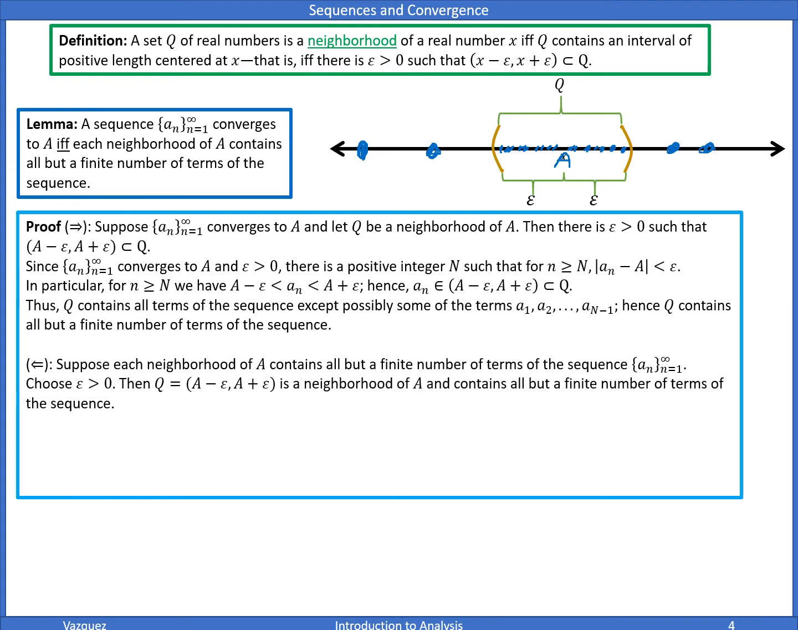So what does that tell us? That tells us that if we choose epsilon greater than 0, then the neighborhood (A minus epsilon, A plus epsilon), the epsilon neighborhood around our limit point A, is a neighborhood that contains all but a finite number of terms of the sequence. Sorry, I shouldn't have said that. Backtrack. Given this epsilon neighborhood around A, we know this contains all but a finite number of terms of the sequence. That's all that's saying.